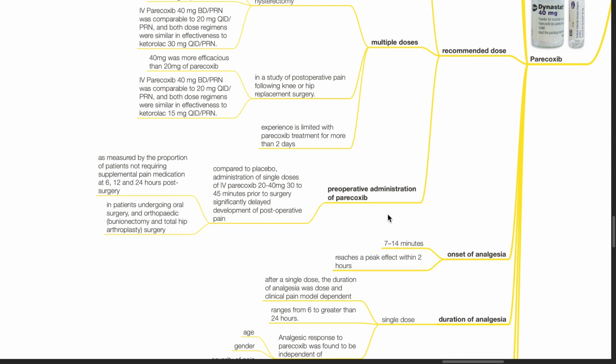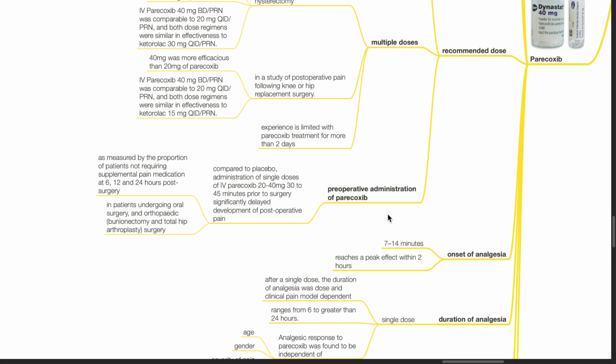Preoperative administration of Percocet. Compared to placebo, administration of single doses of IV Percocet 20 to 40 mg 30 to 45 minutes prior to surgery significantly delayed development of postoperative pain, as measured by the proportion of patients not requiring supplemental pain medication at 6, 12, and 24 hours post-surgery, in patients undergoing oral surgery and orthopedic surgery.